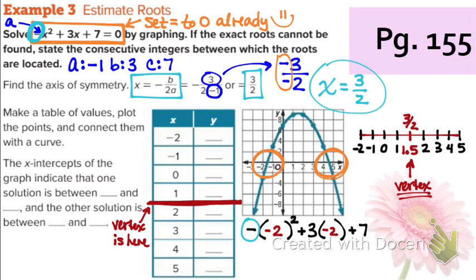What'd you get when you guys subbed in negative 2? Negative 3. So there's a point at negative 2, negative 3. That's right down here. What'd you get when you plugged negative 1 in? 3. Positive 3. Interesting. It's all the way up here. What'd you get when you subbed 0 in? 7. It's right here. What about when you subbed 1 in? 9. That's up here.